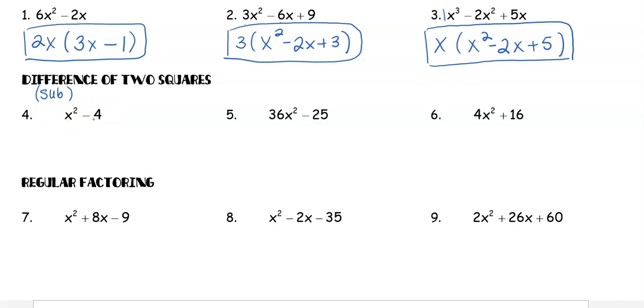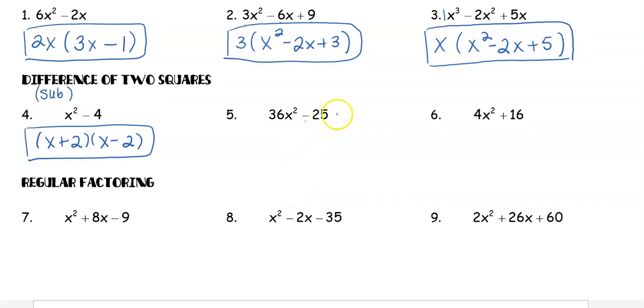So when we go to factor this, we get our parentheses all set up. We take the square root. The square root of x squared, so what number did I multiply by itself to get x squared? Well, that's x. Square root of 4, what number did I multiply by itself to get 4? That's 2. And then one's a positive, one's a negative. It doesn't matter which one you put first, whether you put positive or negative first. That is our answer.